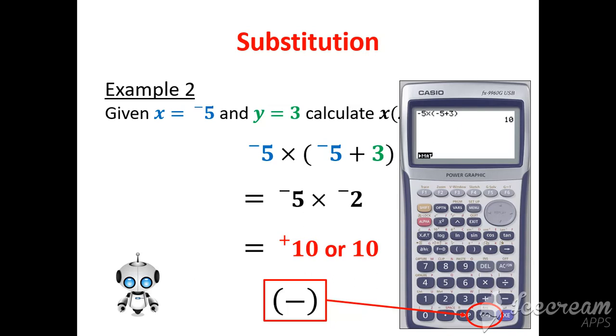If you're using your calculator, please be mindful you know where the negative button is. Most calculators have the negative inside some brackets, and you need to type it in like this. You need to push your negative button, then type in 5, then go multiply, then open up your left bracket and go negative again, 5, and then go plus 3, and then close your bracket, and you will get the answer of 10.